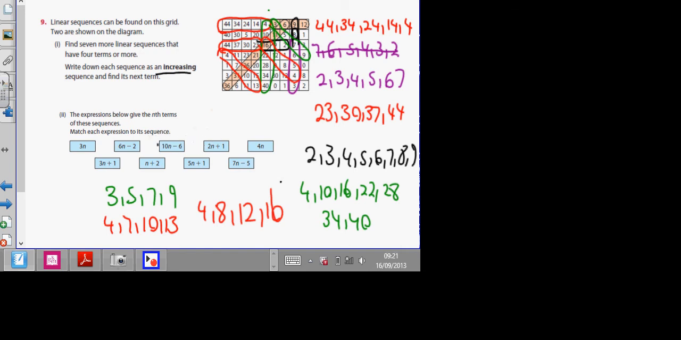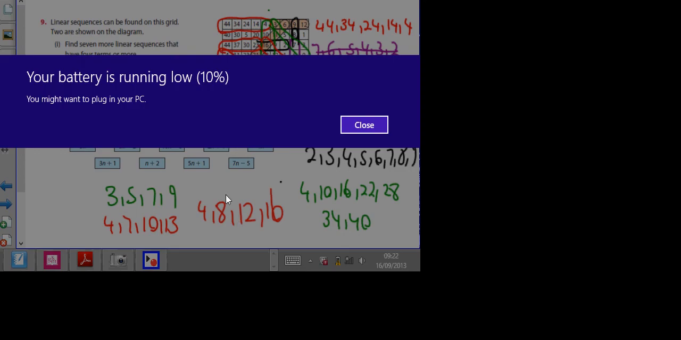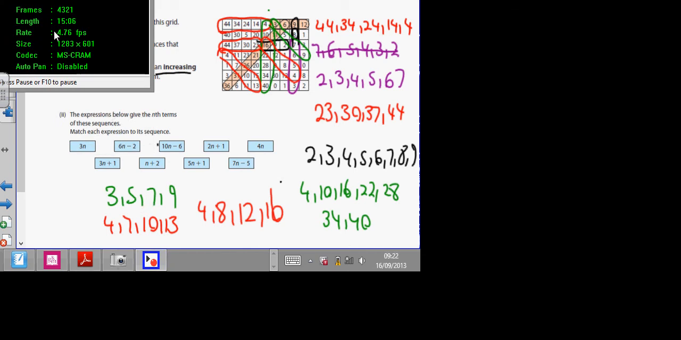Next one, 2n plus 1. 2n plus 1 is 2 times 1 plus 1, which is 3. The next one is 5. So it's 3, 5, 7 and 9. Do we have a 3, 5, 7, 9 anywhere? Where is it? There it is, the green diagonal. So we've matched that one up as well. Does everybody get the gist of what we're doing? We're just finding the sequence and matching up to the diagonals up above, right? So it's easy enough. Okay.